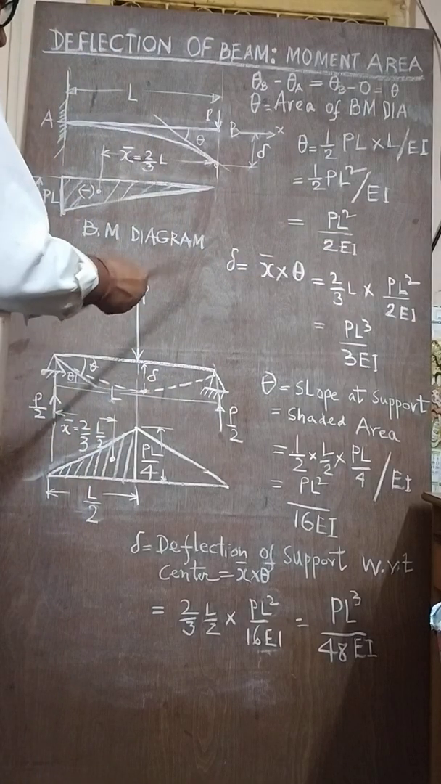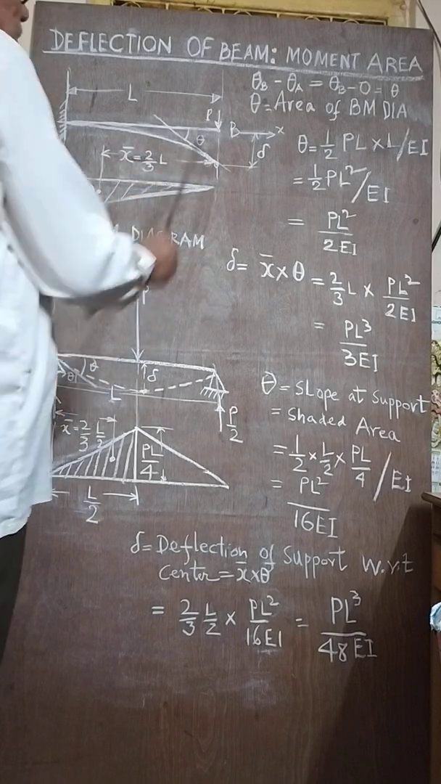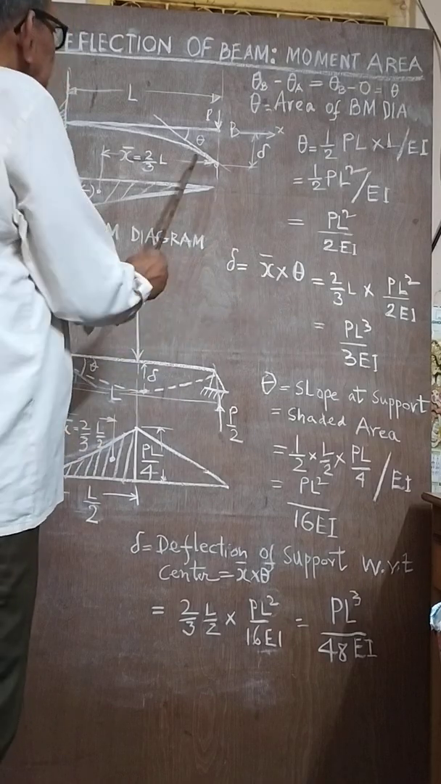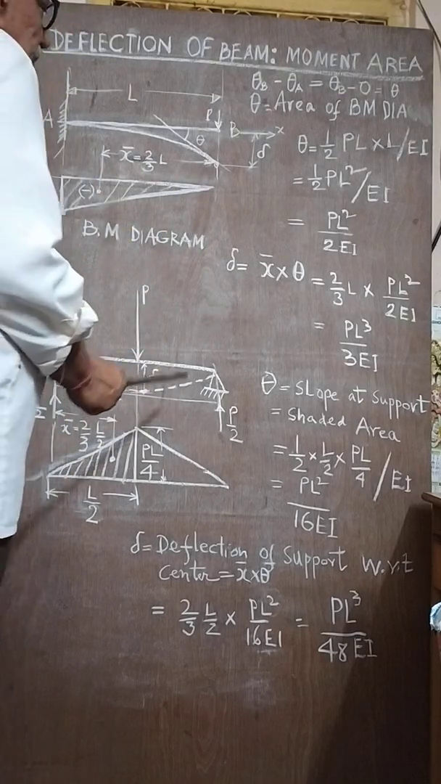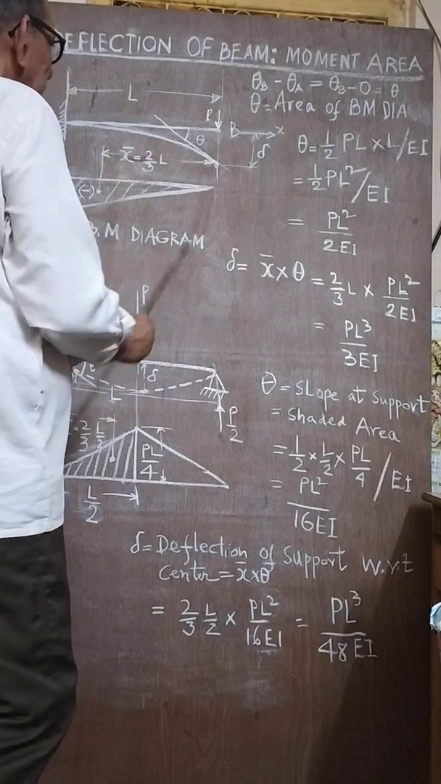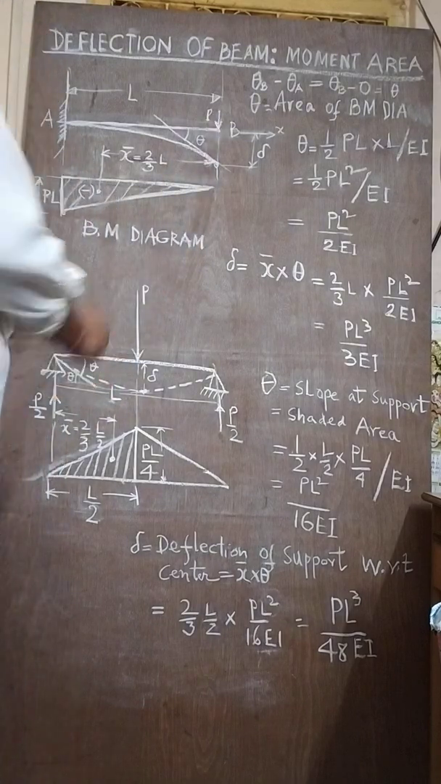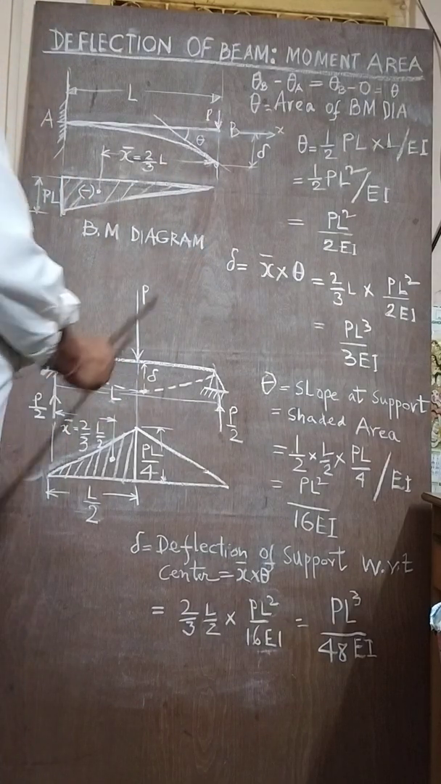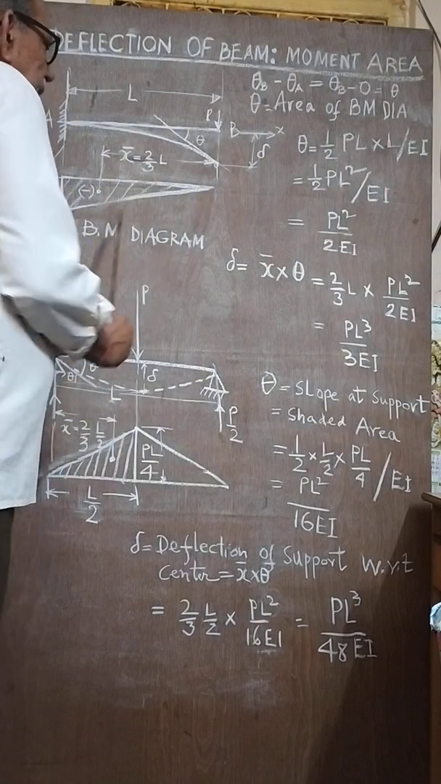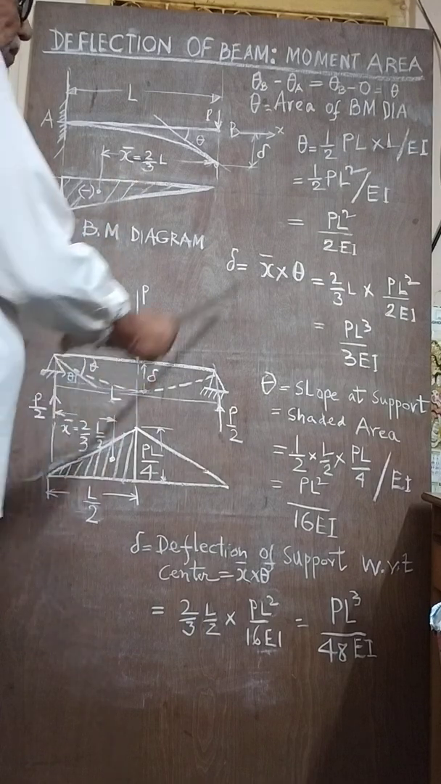Now, the second theorem says the deflection delta at the point B is the moment of this area. This x bar is the centroid, measured from B, because we are finding the deflection at B with respect to A. So the centroid of this area, a triangle, is at 2/3 L. So x bar is 2/3 L, and we take x bar into theta.